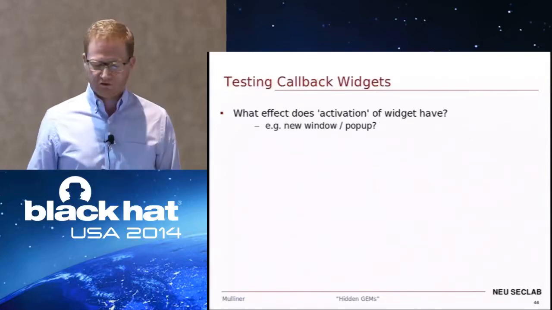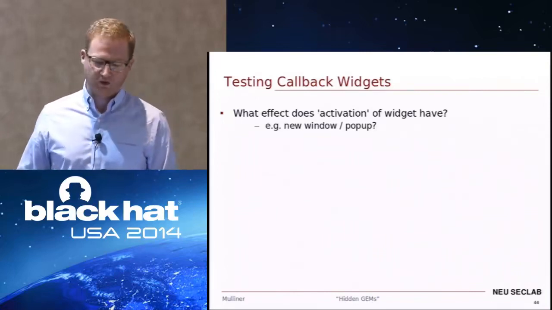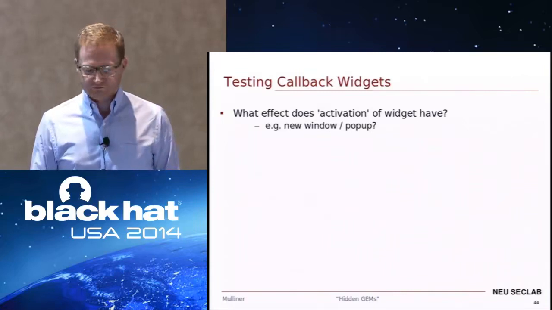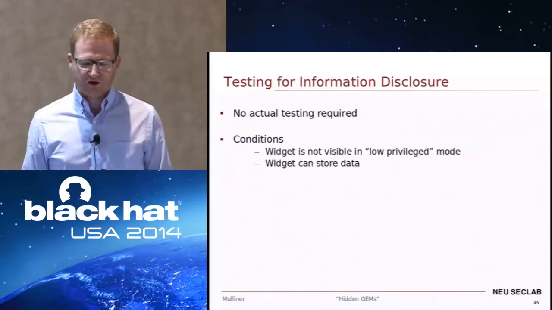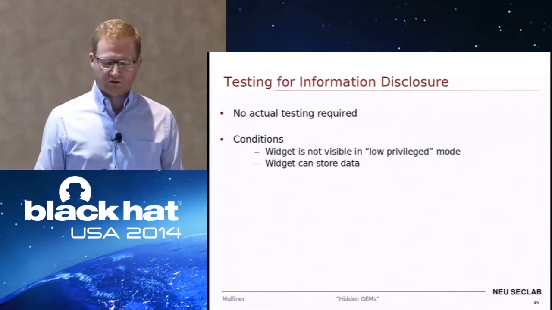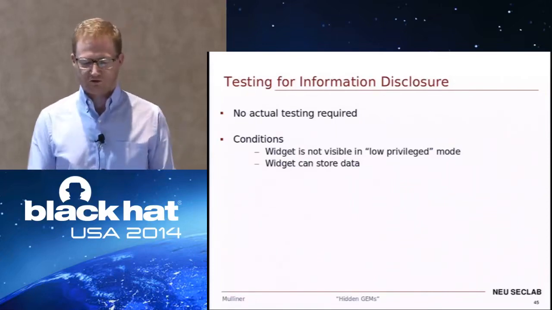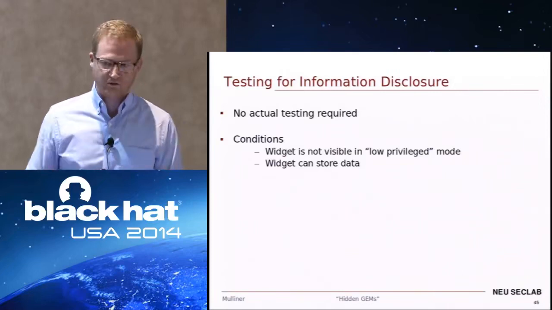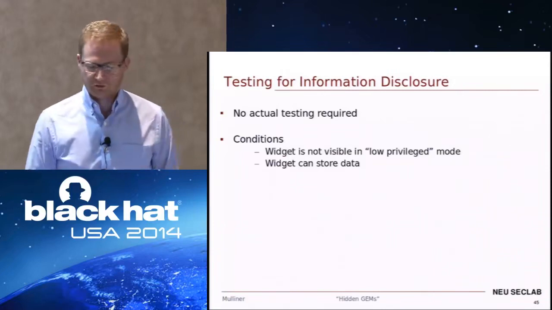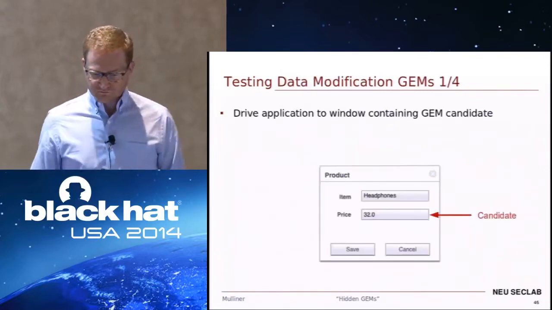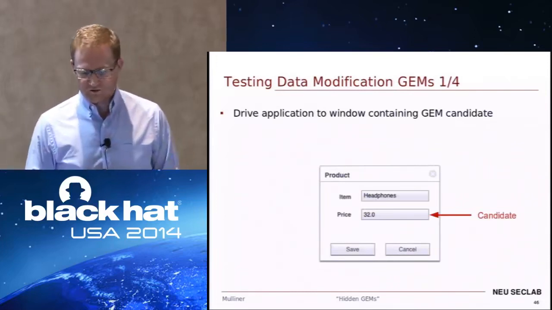For the callback, as I said, it's very easy. If we activate this, click it, does a new window pop up or not? That's the basic testing for that. For information disclosure, we don't actually do real testing, because we see, hey, this widget is always hidden in the low privileged mode, but it can contain data, and it's visible in the high privileged mode. So we say, hey, this could be a case. We just dump it to the output and say, okay, this might be something. But for data modification, it's a little bit different.